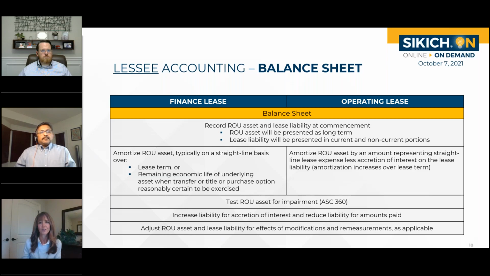Moving on to the third row, ROU assets are subject to potential impairment. We'll talk about this more. In the fourth row, we have the lease liability. Over time, it will increase due to accretion of interest, and it will decrease as lease payments are applied. Lastly, our chart concludes pointing out that ROU assets and lease liabilities might require future adjustment based on certain circumstances in the future. More to come on this as well.